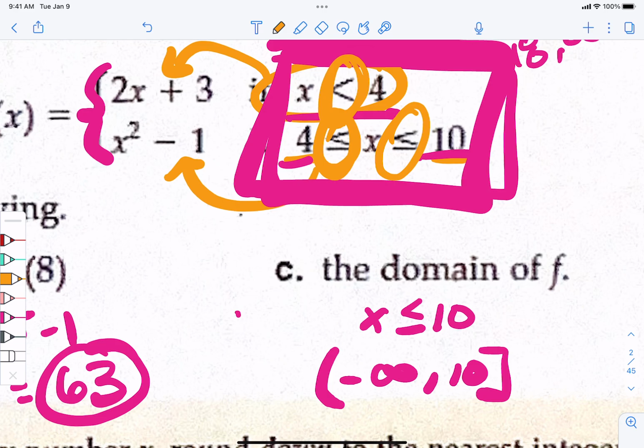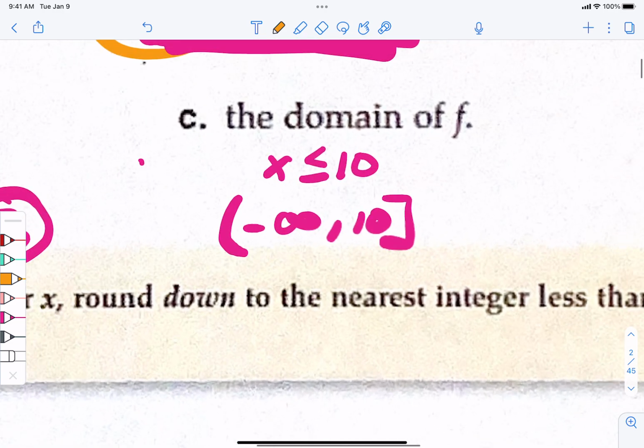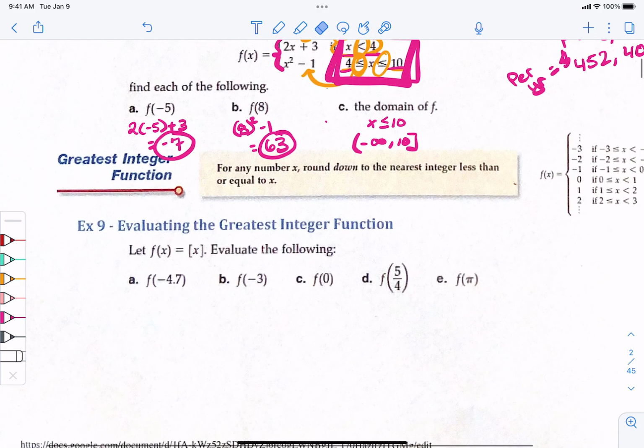Now, in calc, when we start to do limits and figure out whether a function is continuous or not, you are going to plug 4 into the top and the bottom to see what the y-coordinate of each one is, to see if they connect, right? We'll talk about that at some point. But that's the only scenario where you will plug that 4 into the top and the bottom. But we'll get to that. All right, so there's that. Good? I don't care how you write the domain: x is less than or equal to 10, or negative infinity to 10. Either way, I don't care. Okay, good? All right, greatest integer function.